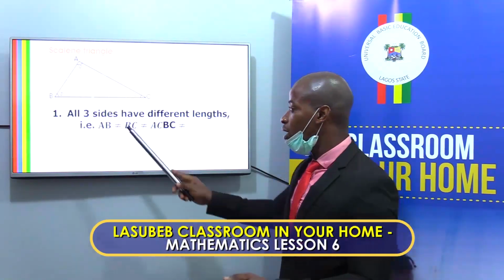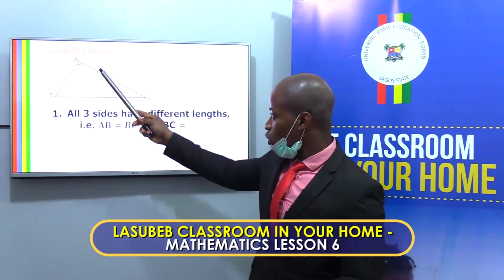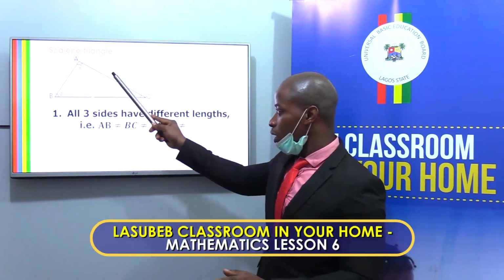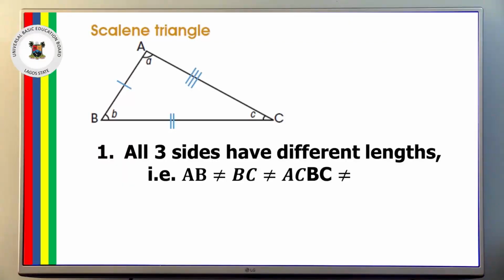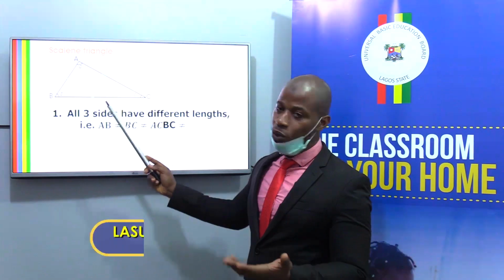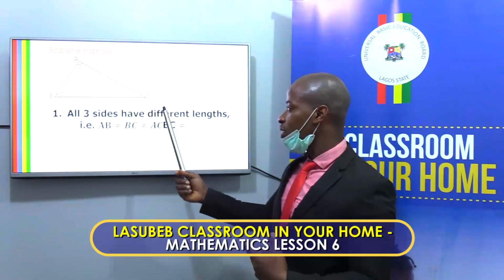Very easy to remember. All the sides have different lengths. They are not equal to each other. I mean, this one is longer than this, and this one is longer than this. And you can see by the markings that we have given to them, this one has 1 mark, and this one has 2 marks. That means they are not equal to each other. And this one has 3 marks. That means they are not equal to each other. So this is the scalene triangle.